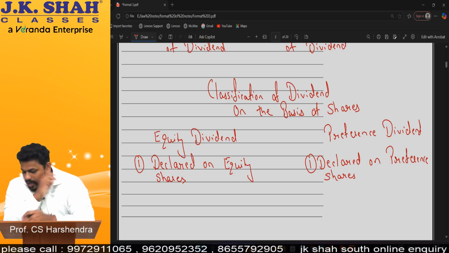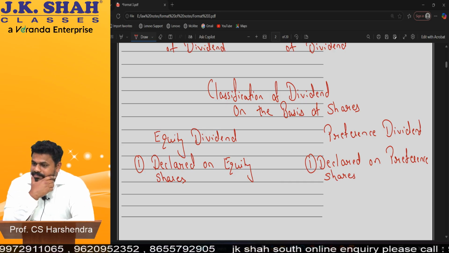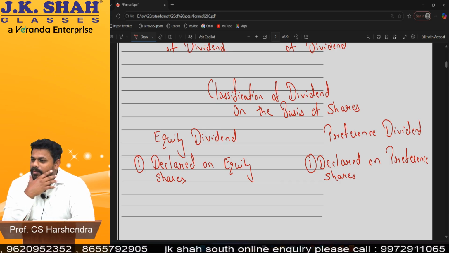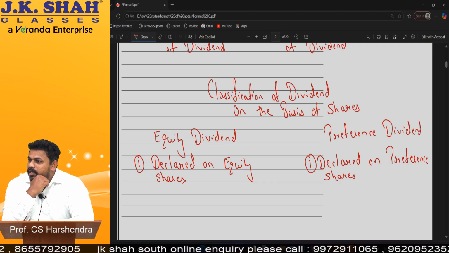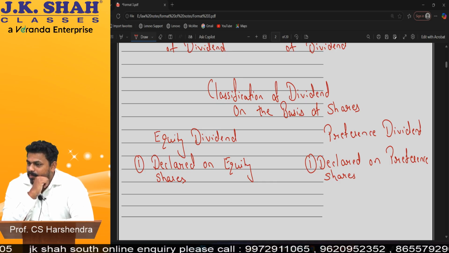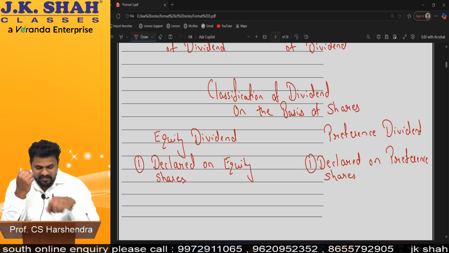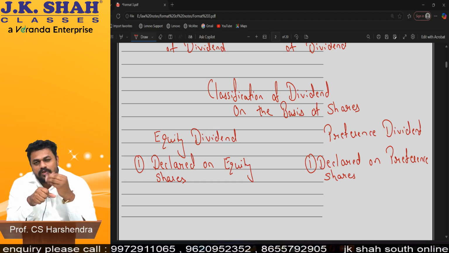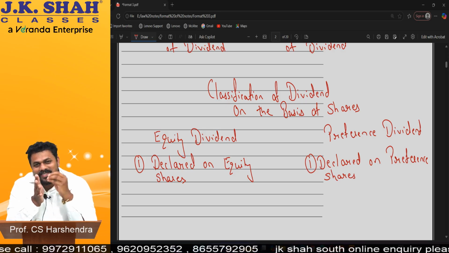Yes? Okay. How many of you don't know equity shares and preference shares? Just raise your hand. I'll explain it. Anyway, it is there in lesson number 4 properly, but a rough explanation I will give you. Everyone knows? Okay, just for your understanding, equity share means a share which is not a preference share. Very tough explanation.